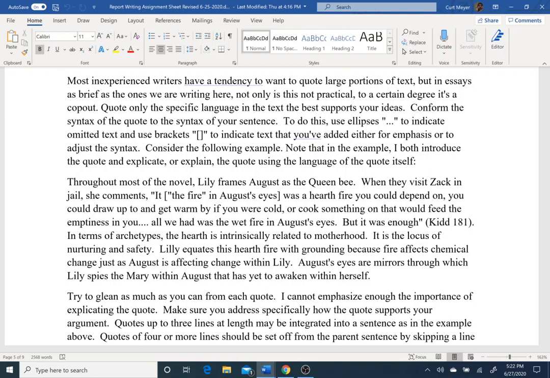to get at here. Most inexperienced writers have a tendency to want to quote large portions in text, but in essays as brief as the ones we're writing here, not only is this not practical, to a certain degree it's a cop-out. Quote only the specific language in the text that best supports your ideas. Conform the syntax of the quote to the syntax of your sentence.